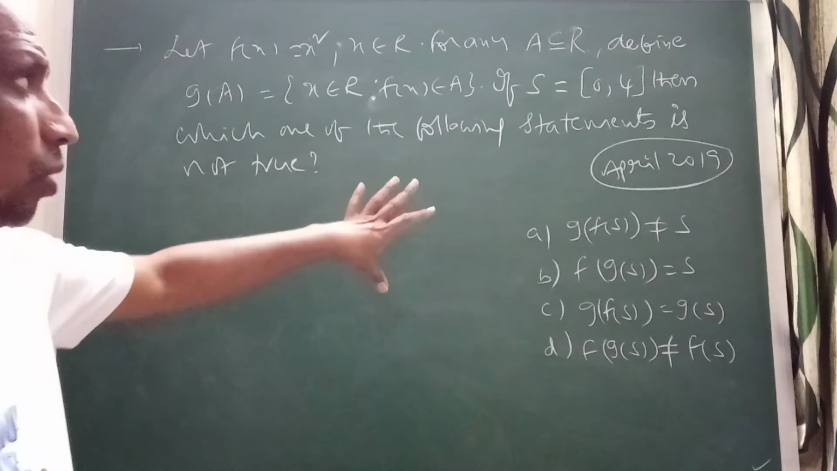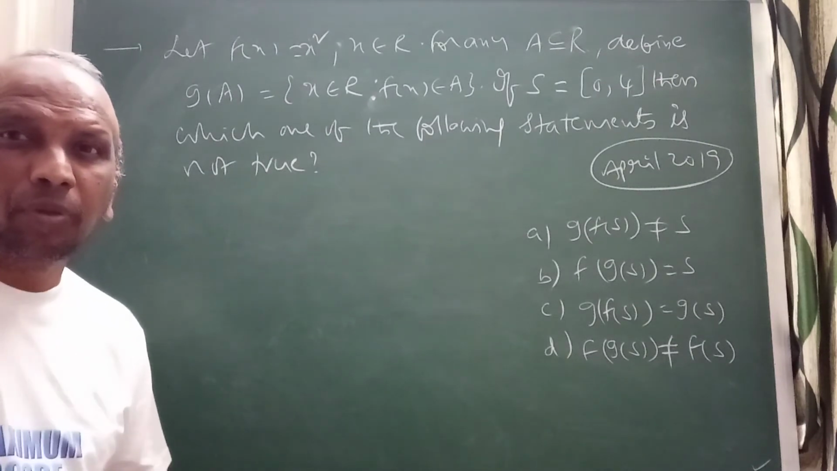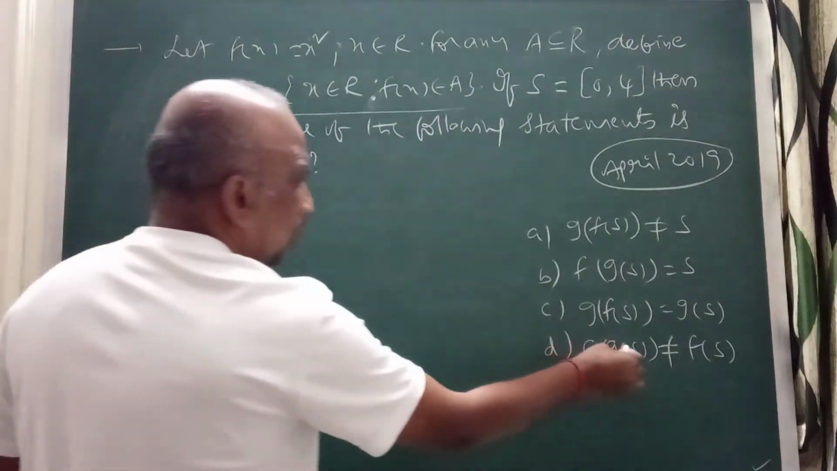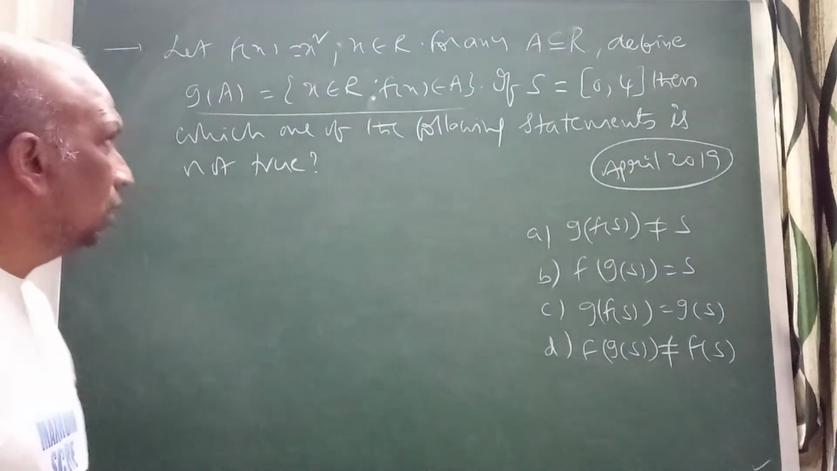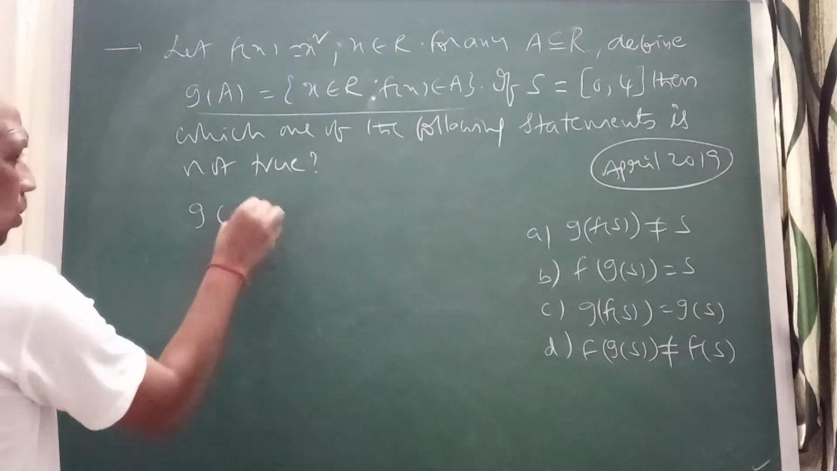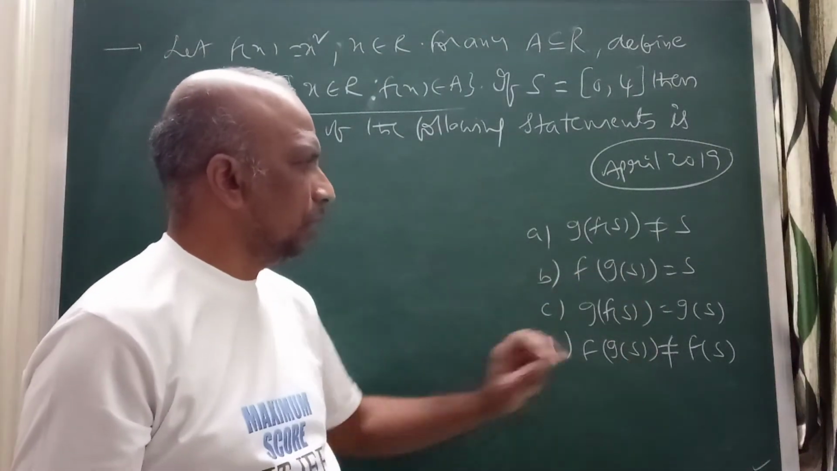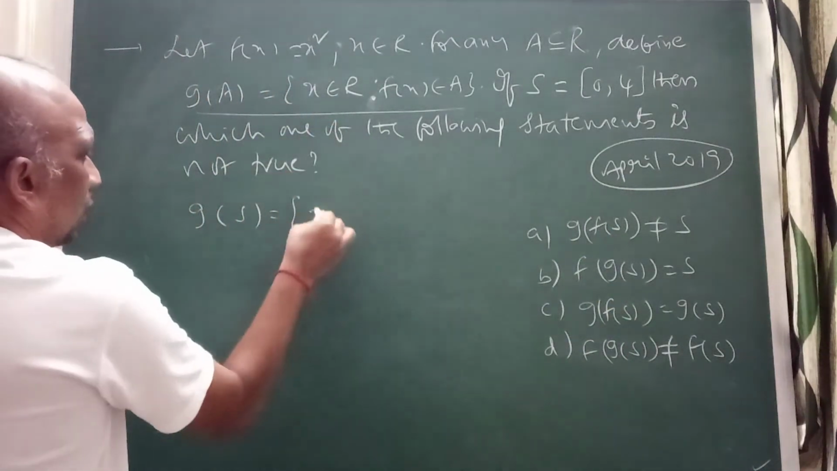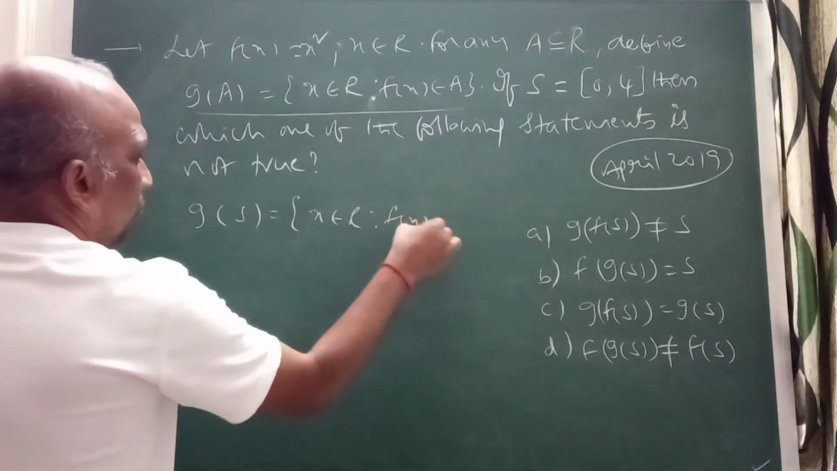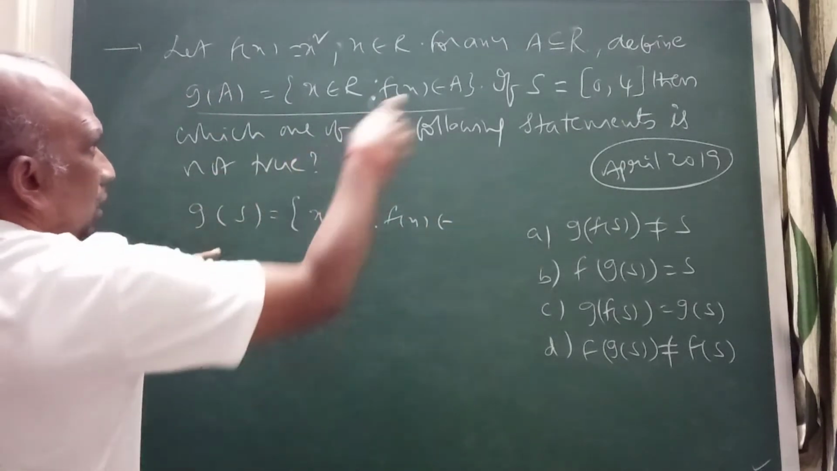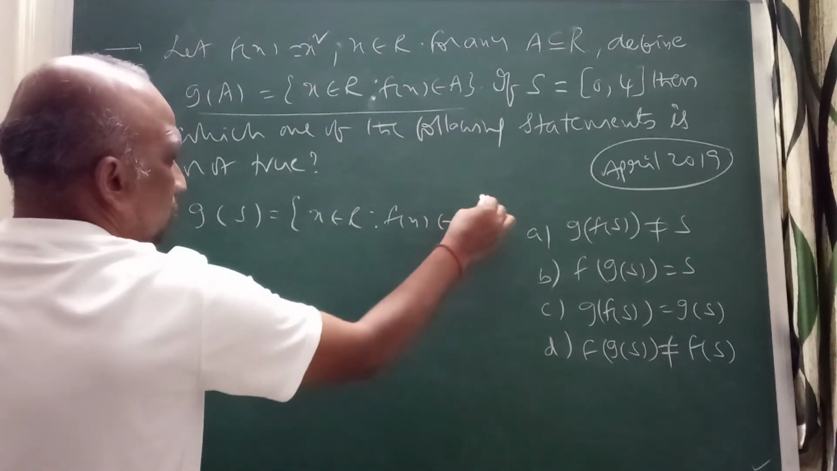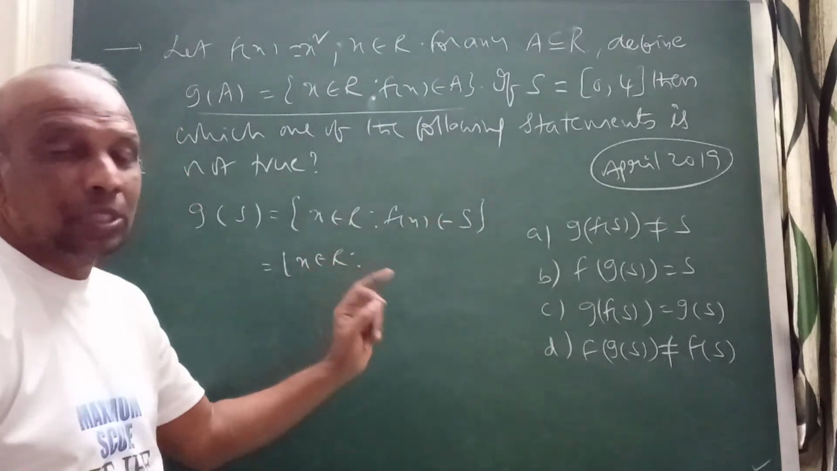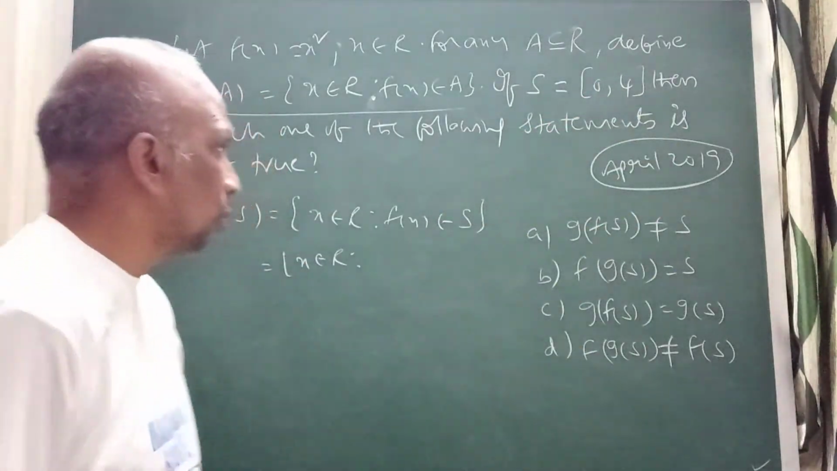See, just observe this, how to solve this problem. The observation is important here. They have given g of A. They are talking g of S is there, f of S is there. I can find anything. Suppose you write g of S. Why am I talking about this? Because g of S is here, g of S is here, or f of S. If we take g of S, this will become x belongs to R such that f of x belongs to S. Correct? When I write x belongs to R such that f of x belongs to S, what is S value? It is 0 to 4. What is f of x?